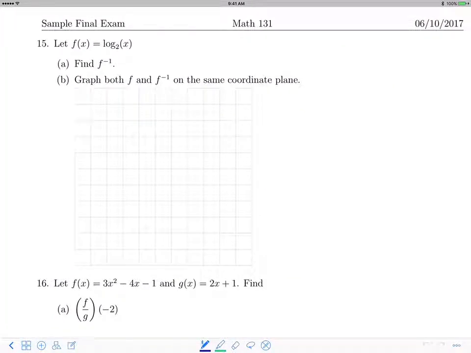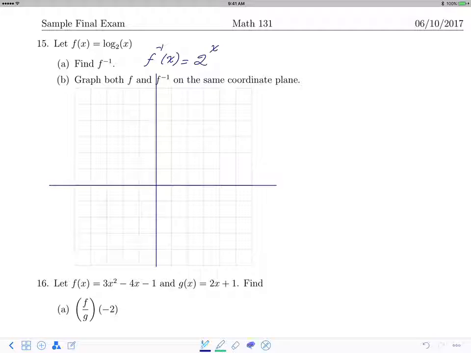Alright, let's look at number 15. So here we have f of x equals log base 2 of x. Now of course we know that the inverse of logs is exponentials. The exponential of this has to have the same base, 2, to the x. And the next thing we need to do is to graph f and f inverse on the same coordinate axes. So here's the xy plane. And let's graph f first. Now you know that the domain of log is positive numbers.